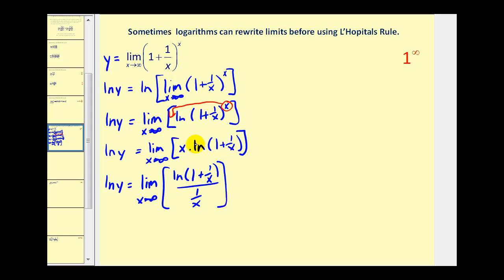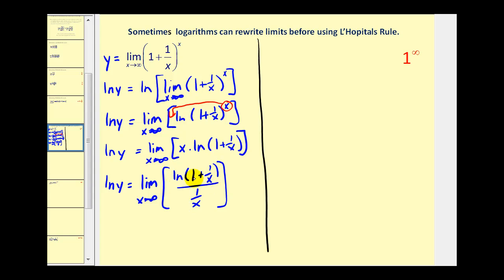Again, we normally wouldn't do this, but dividing by 1 over x is the same as multiplying by the reciprocal, or x over 1, which is the same as multiplying by x. Now the reason we want to do that here is, as x approaches infinity, the numerator approaches ln 1, which is 0, and 1 over x also approaches 0. So now we have the indeterminate form of 0 over 0. So in this form we can apply L'Hopital's rule.